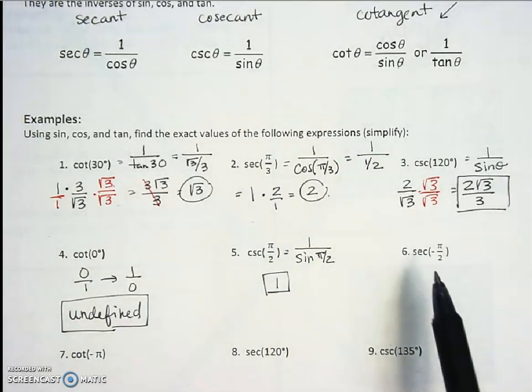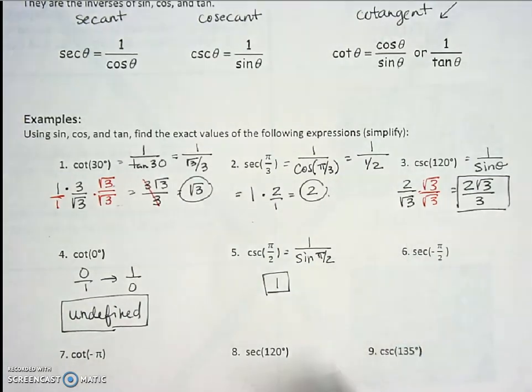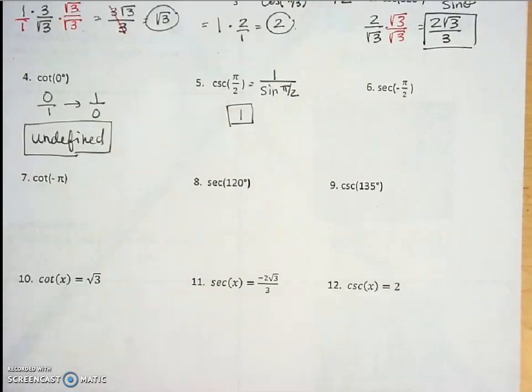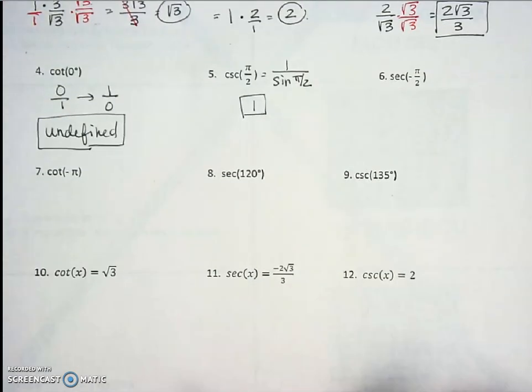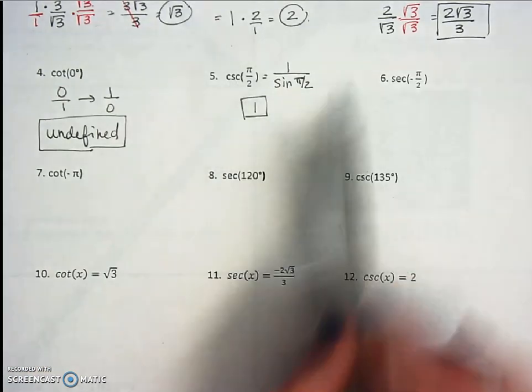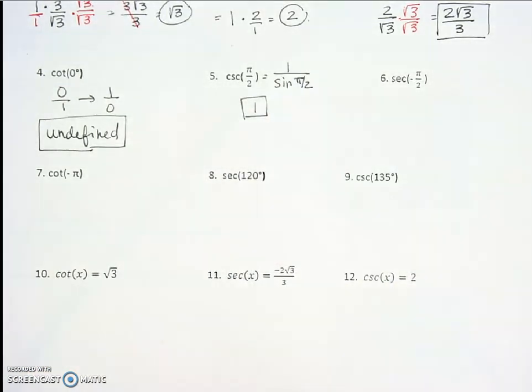I'm not going to work 6, 7, 8, 9. You can try those on your own. Find the answers in your Google Classroom. Now I want to talk about 10, 11, and 12. It's a different setup. So 6, 7, 8, 9 is just more practice with what we've already done here.